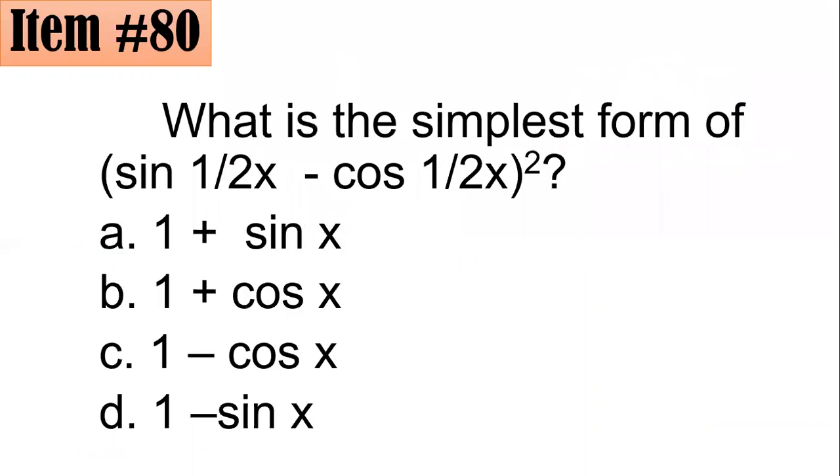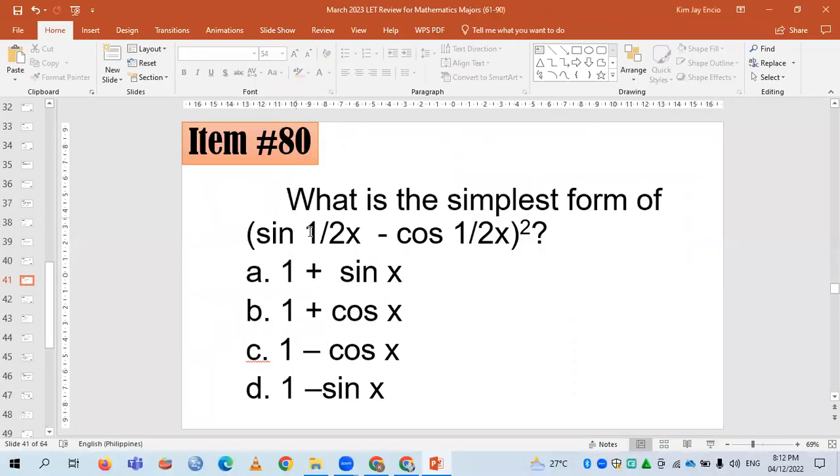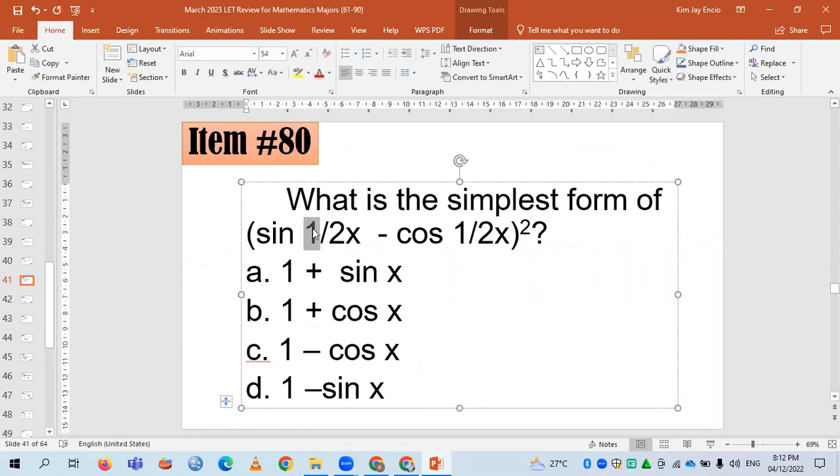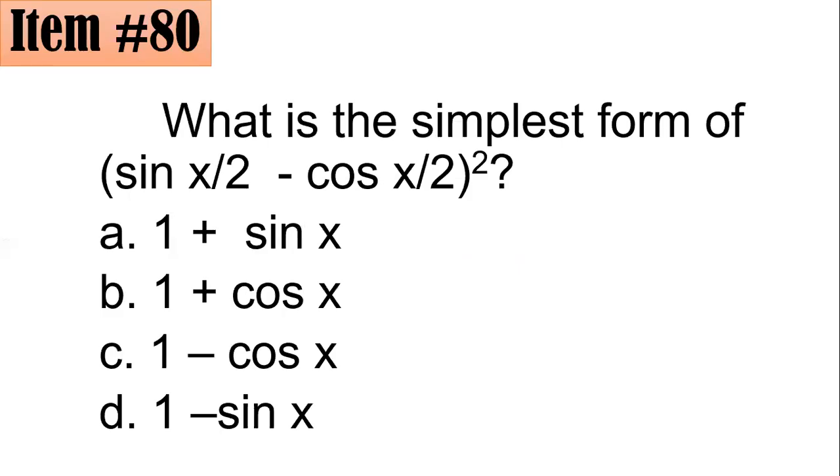80. What is the simplest form of this? Of sine of, by the way, so that we will not be confused, I'll just write it here. The x is part of the numerator. Sorry, I hope it will not create confusion. Sine x over 2. Then this is cosine x over 2. They are the same. Okay, that's what I mean. Sorry for that. So which is which? So D, some said. Let's see if D is correct.